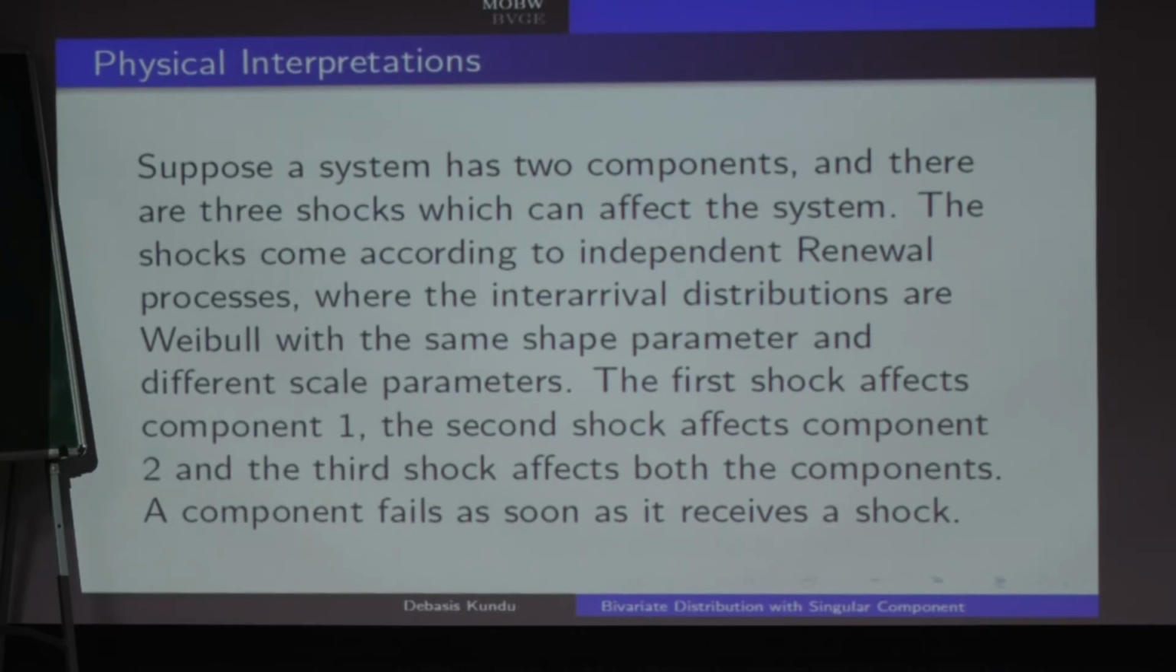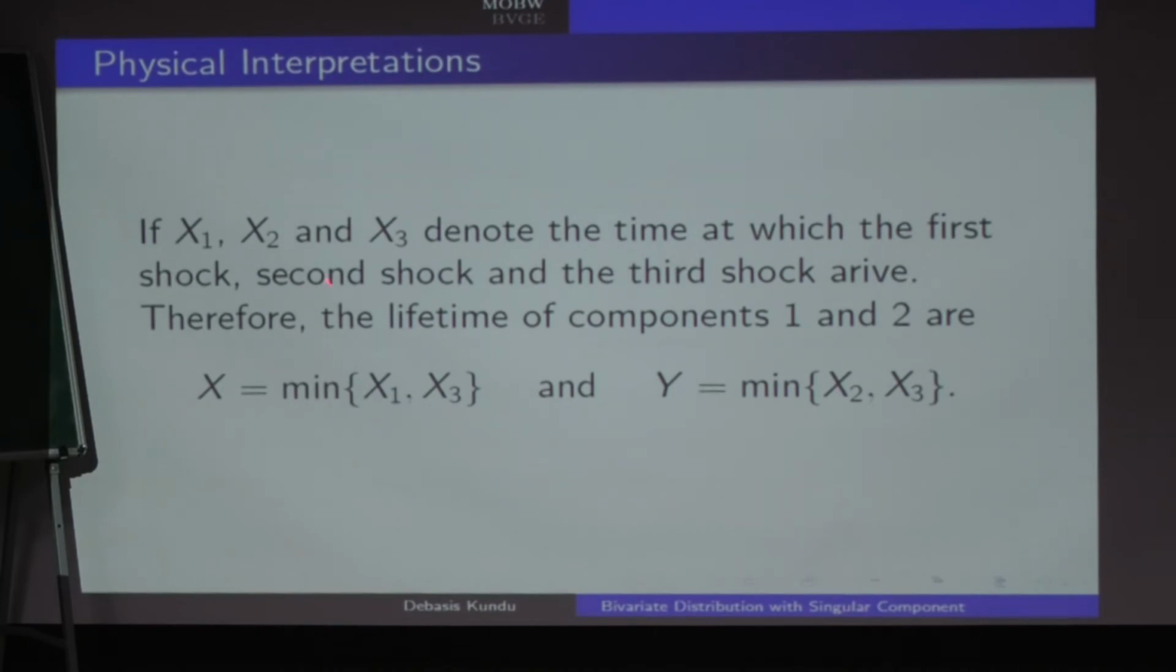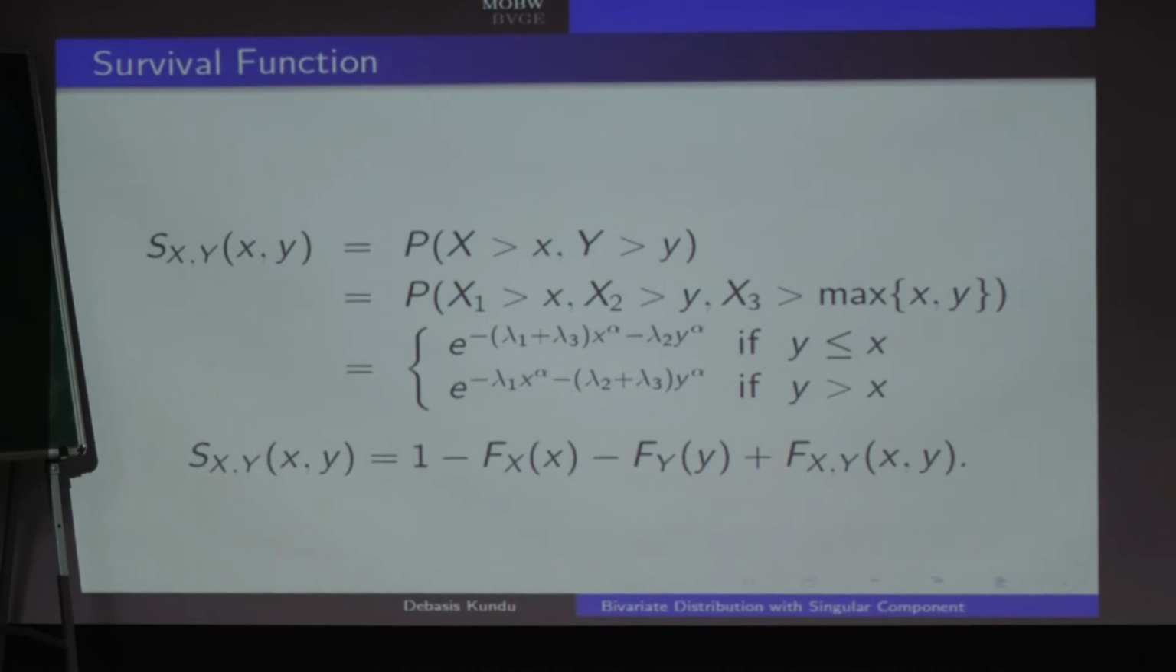That's it. In fact, if you denote X1, X2, X3 as the times of the first shock, second shock, and third shock, then X is equal to the minimum of these, and Y is equal to the minimum of those. So you have a nice interpretation even in this case, in terms of the renewal process where the inter-arrival time is no more exponential but Weibull. The same thing you can just go through, and you can easily see that the joint survival function S(x,y), which is the probability X greater than x, Y greater than y, I should be able to write in this form. Very simple, exactly the same thing.